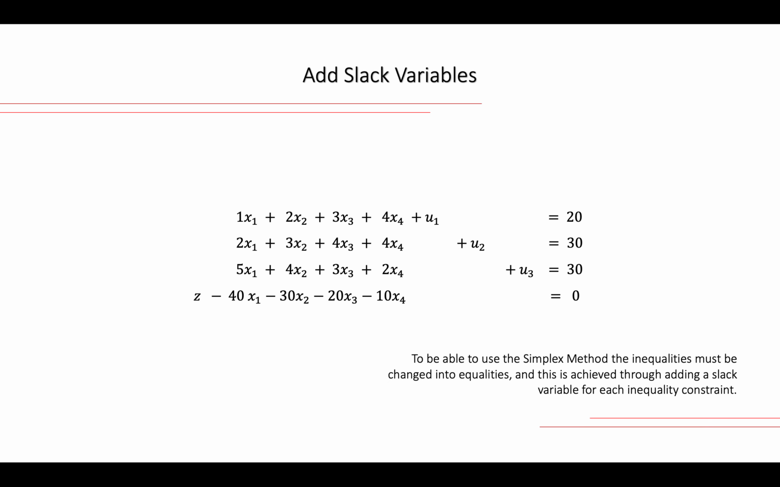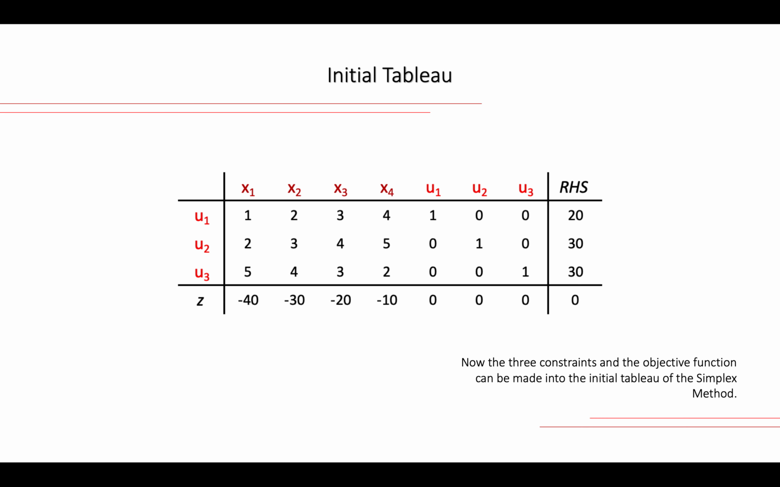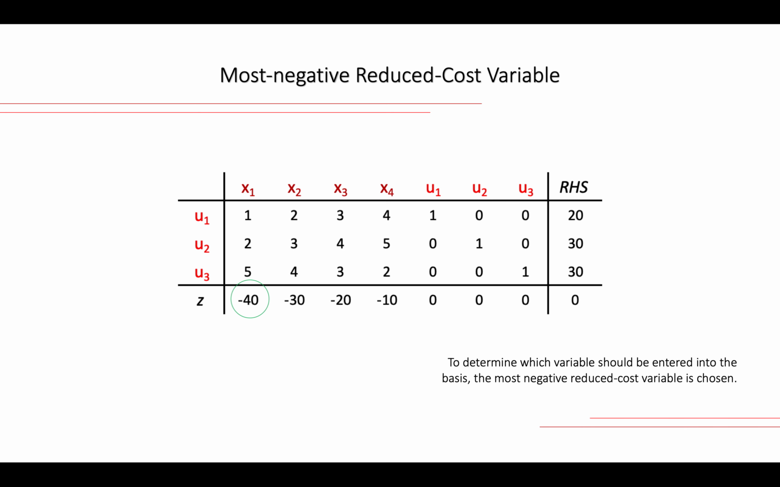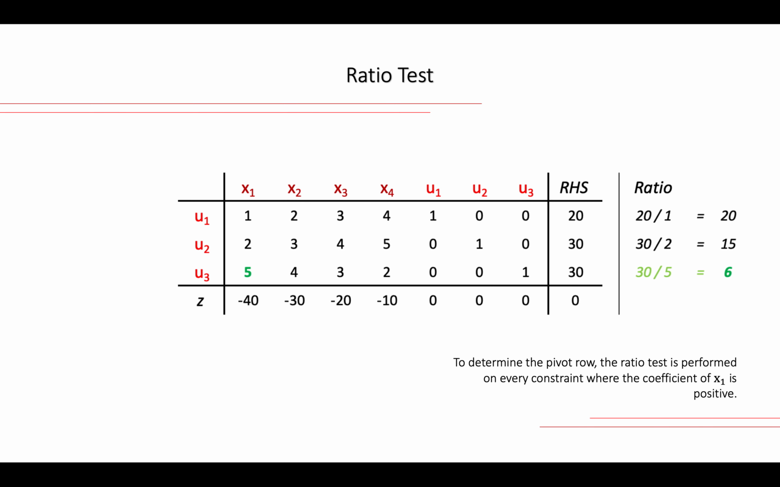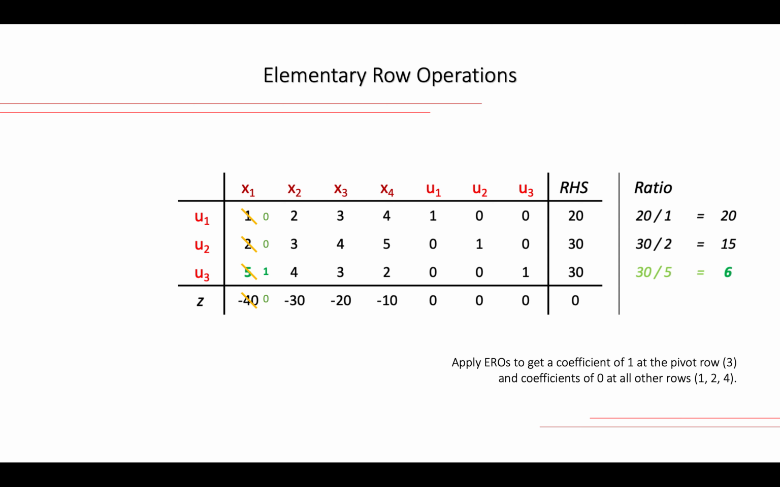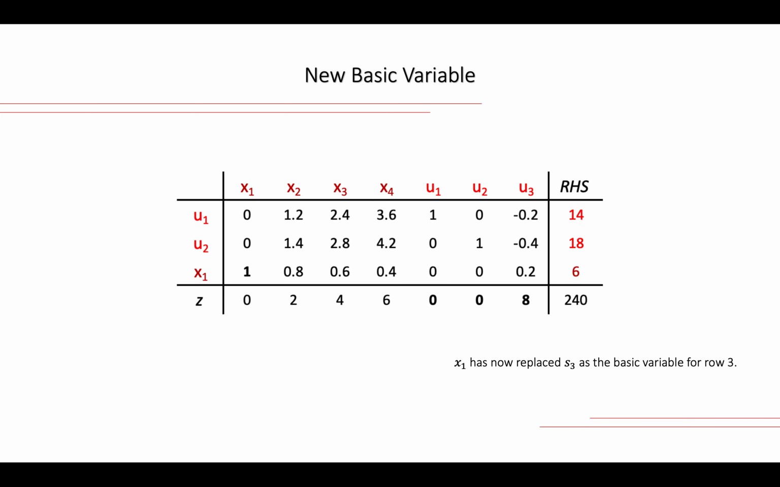Now to be able to perform the simplex algorithm on the primal LP, we need to add the appropriate slack variables to each constraint, so as to change the inequalities to equalities. And the LP is ready to go. So following the steps of the simplex algorithm, we look for the most negative reduced cost variable, which is x1 at -40. We perform the ratio test to determine the pivot row to be row 3. We apply elementary row operations to get coefficients of 0 in all values of x1 apart from the pivot row. x1 is now a basic variable, along with u1 and u2.